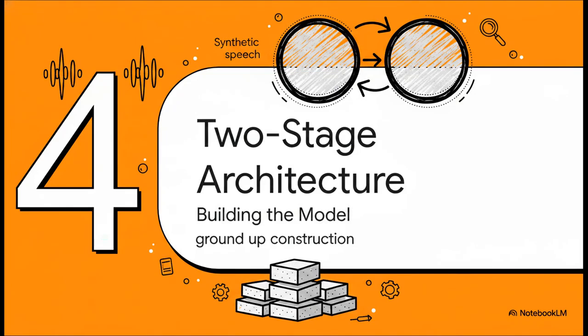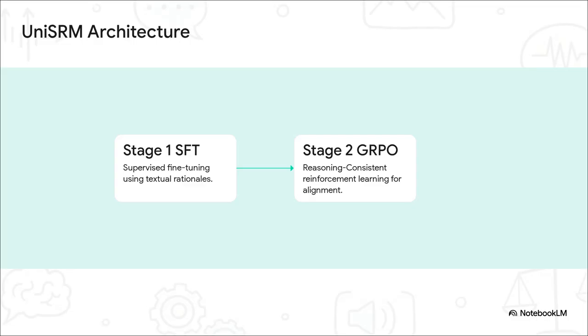All right, Section 4, the two-stage architecture. Let's see how they actually built this model from the ground up. So the architecture here is built in a dual-stage framework. Step 1 is supervised fine-tuning. This is where they take an existing data set, specifically the textual rationales from quality speech, and treat that as the model's intermediate reasoning. It's basically where the model learns to connect 7 very distinct aspect scores to specific descriptive language. Once it actually knows how to assess quality, it graduates to Step 2, reasoning consistent GRPO.